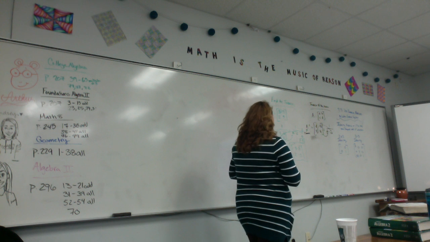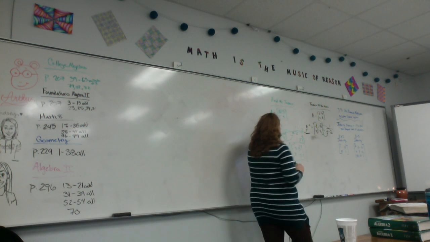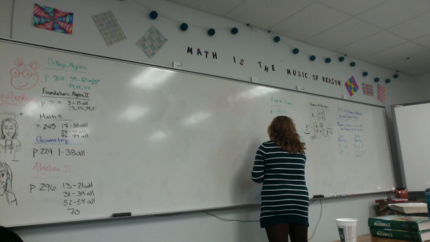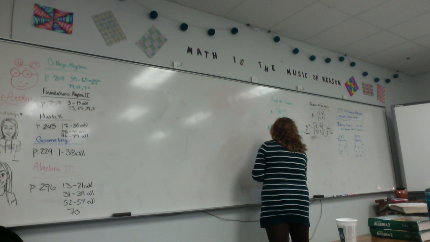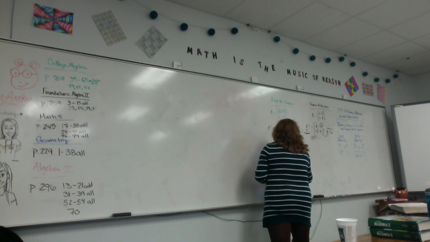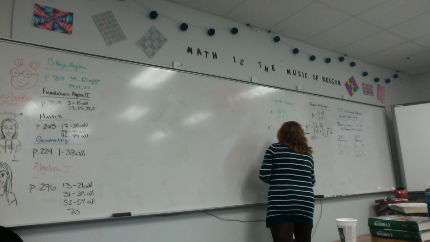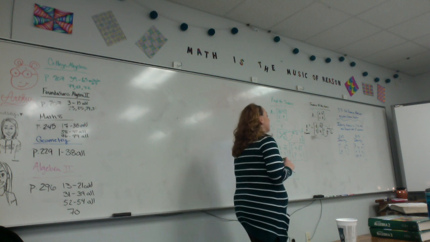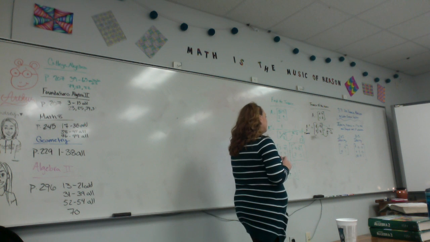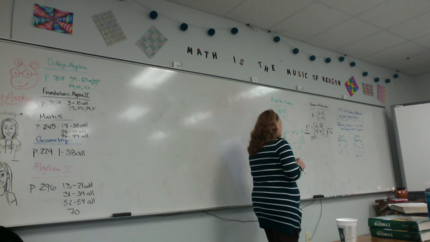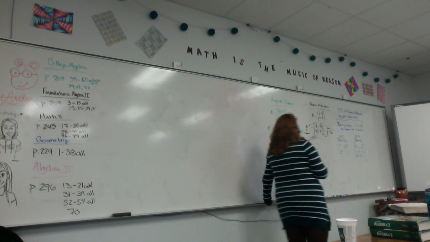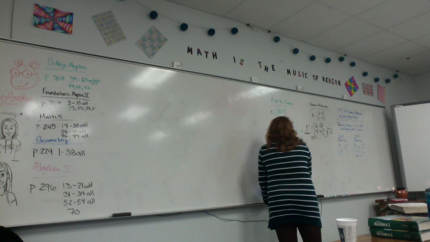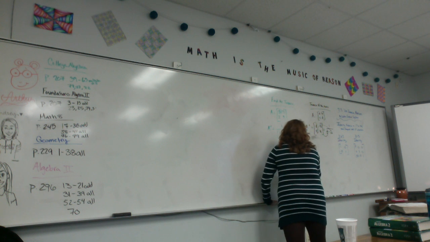Let me show you why. If I take the original matrix of 3, 8, 2, 5, and I multiply it by the inverse that I found, what do you think I'm going to end up getting as my answer? Not the same. For an identity matrix for a 2 by 2, what does it look like? 1, 0, 0, 1. Good. So I should get a 1, a 0, a 0, and a 1.